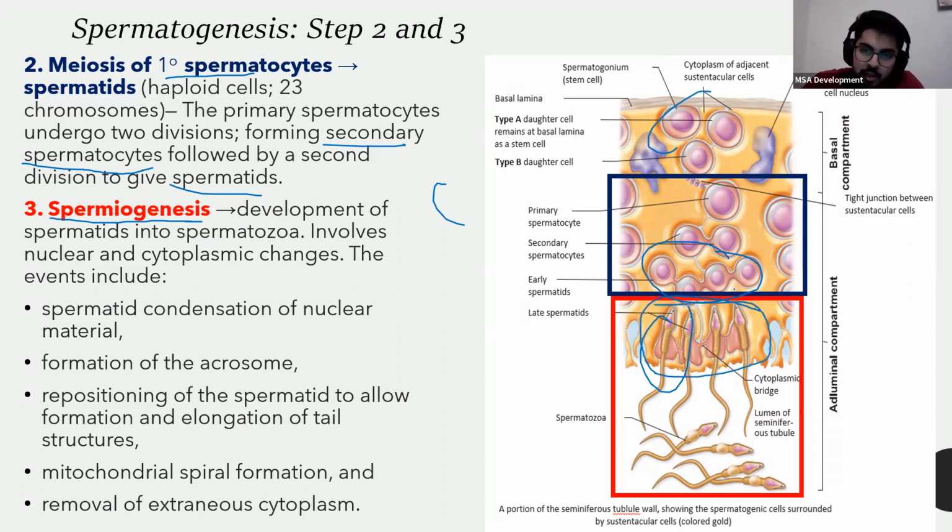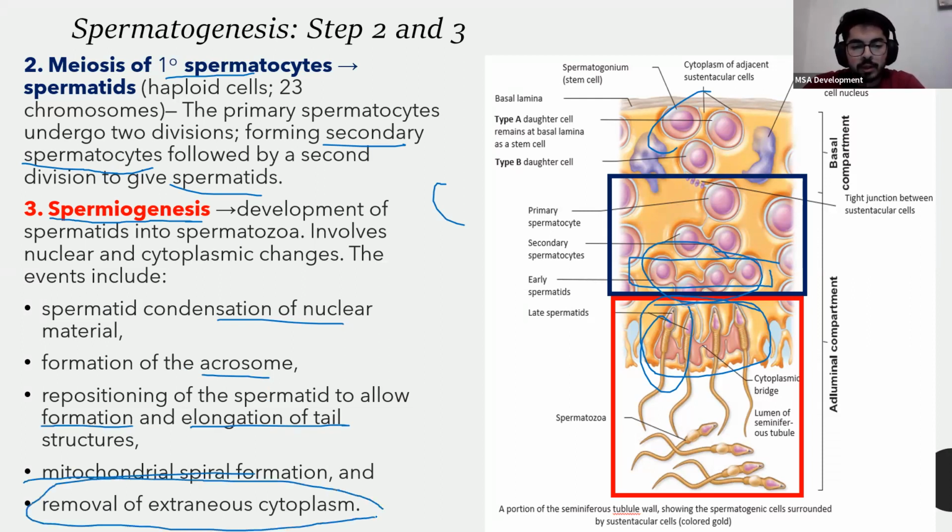You can see that these spermatids are between the Sertoli cells, and they are undergoing modifications. These modifications include condensation of the nuclear material, formation of the acrosome, elongation and formation of the tail, mitochondrial spiral formation, and the removal of the extra cytoplasm. I'm going to discuss the significance of all of these modifications because all of these are important for fertilization later.